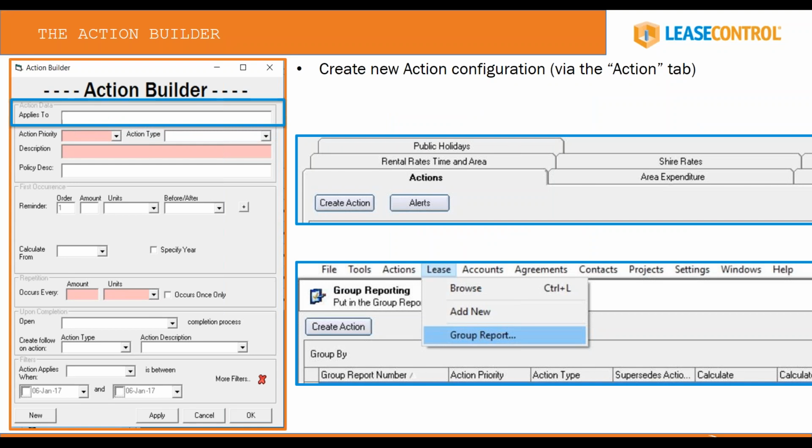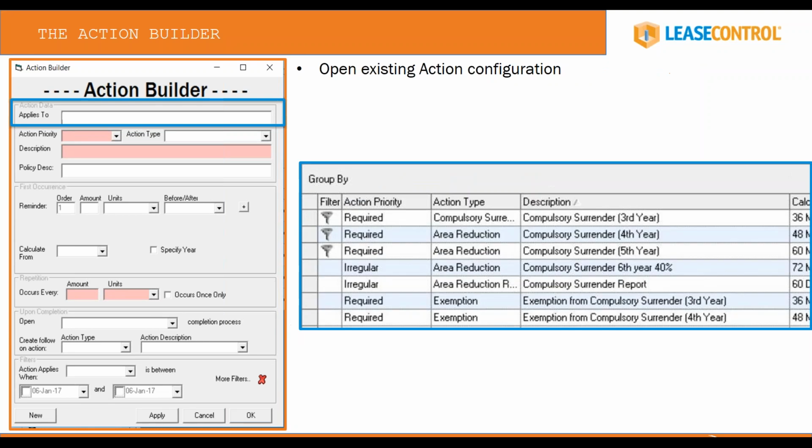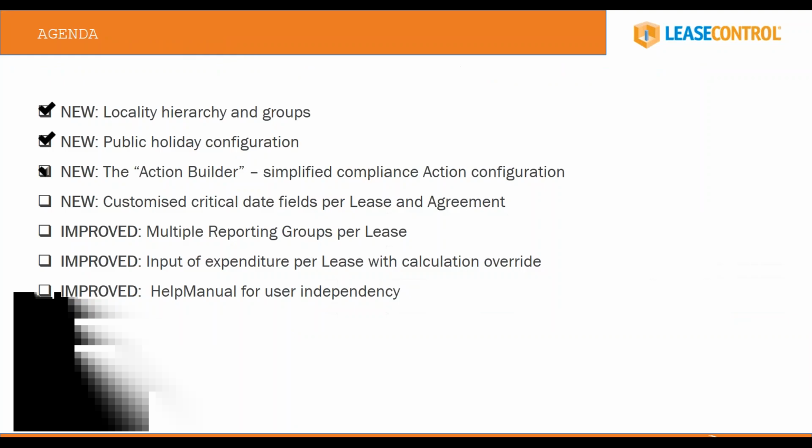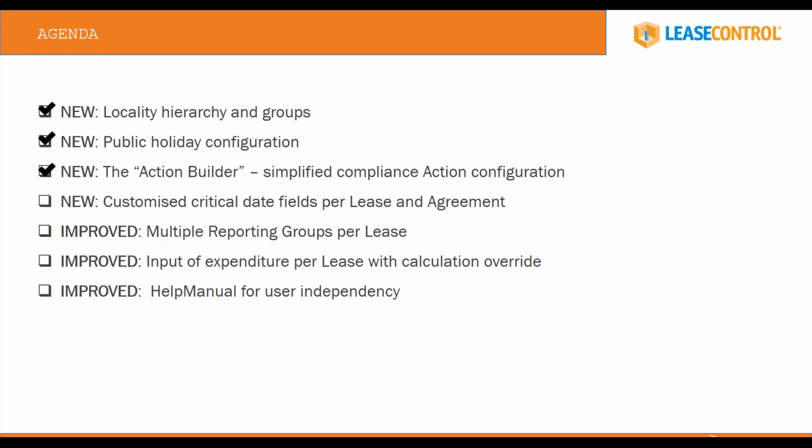Alternatively, in the Action tab of the Lease and Agreement configurations, as well as the Group Action screen, you have a button. Using this, as with the previous method, opens a new configuration. Lastly, you can double-click on the existing action configuration to view or edit it. That completes our training on the Action Builder. Please note there is comprehensive instruction within the new help manual under the section Customising Lease Control.